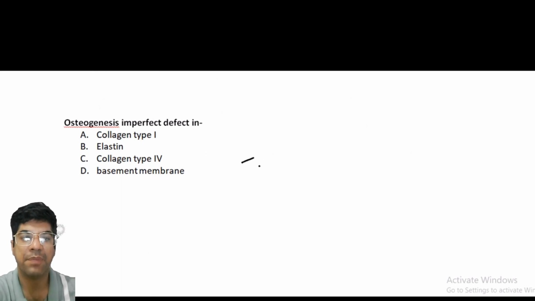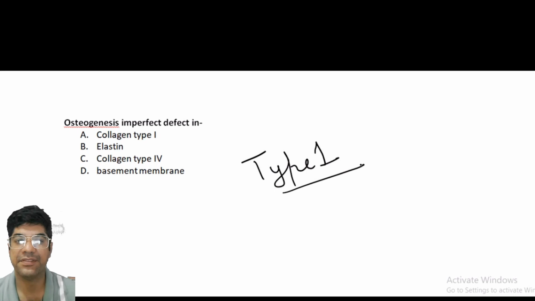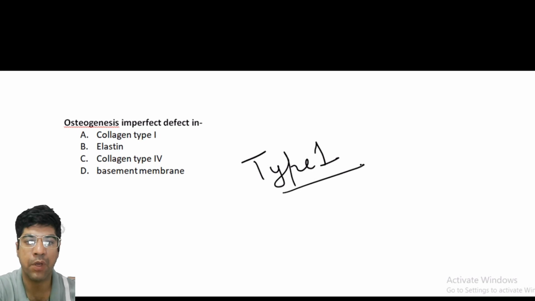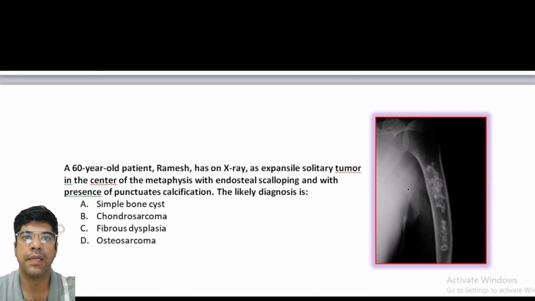The osteogenesis imperfecta defect lies in type 1 collagen. That is the major component of bone and connective tissue, and its abnormality or deficiency leads to abnormal collagen production that results in fragile bones and other connective tissue abnormalities. So your answer would be collagen type 1.